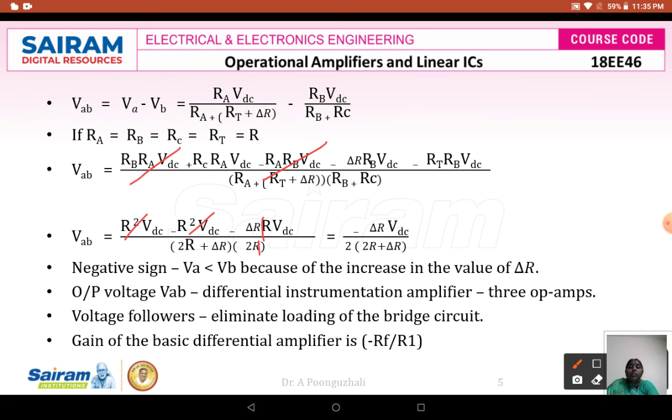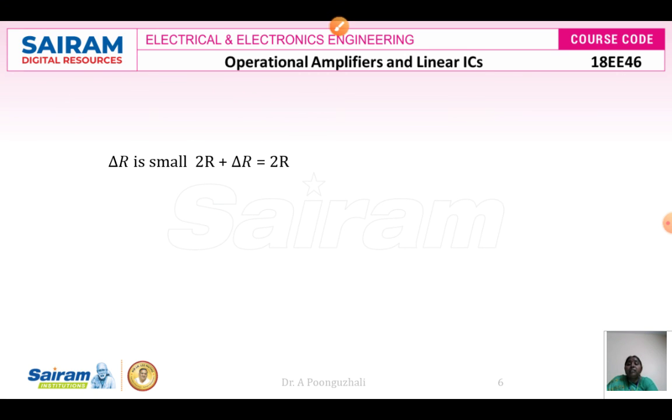So now your output voltage is going to be your differential voltage, that is nothing but your VAB. So this VAB is going to be given to your differential instrumentation amplifier, where your differential instrumentation amplifier is going to consist of 3 op amps there. So here we are going to use voltage follower circuits to eliminate the loading of your bridge circuit there. So here the gain of your basic differential amplifier is going to be minus Rf by R1. So here we are going to have V0 is equivalent to VAB into minus Rf by R1.